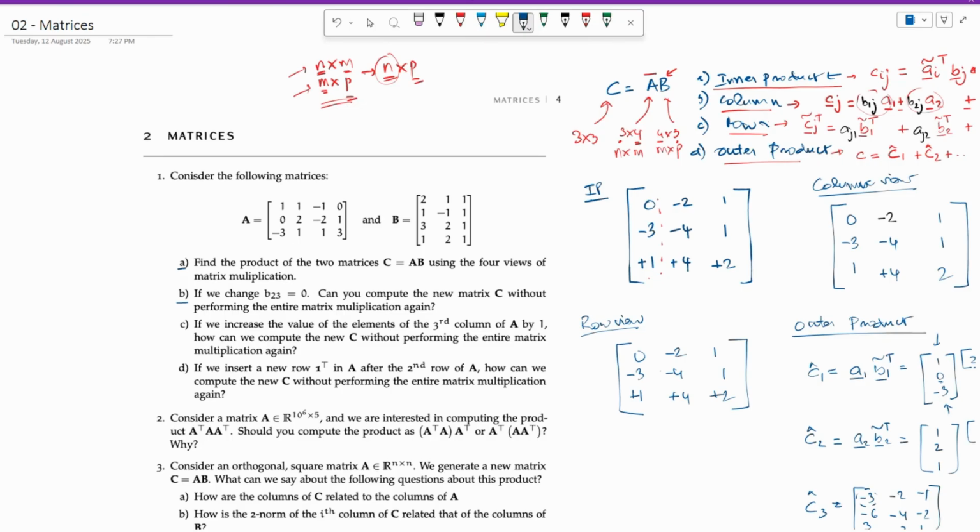Exactly. Whatever operation involves that particular element, I only have to compute those. That's correct. That's the first step. Now, using that logic, how do we figure out what aspects of C are impacted by the element B23? Exactly. So the element B23 is in which row of B? It's in the second row, third column. How does the second row or the third column of B impact my C?